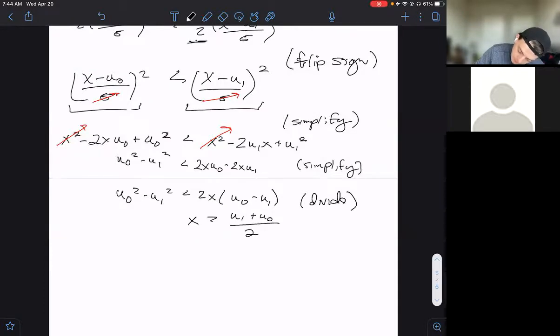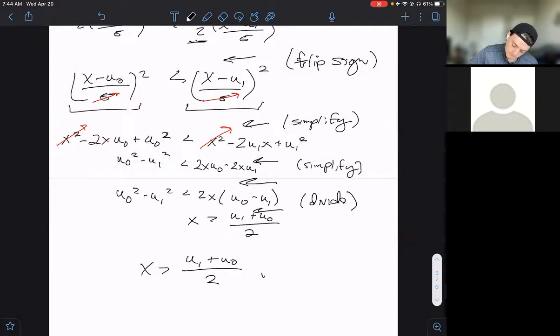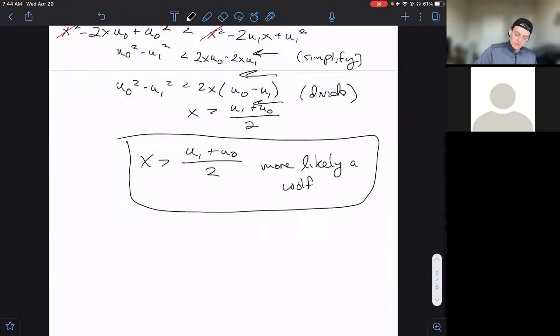So let me just demarcate the steps. This was a step, this was a step, this was a step, and then the final simplification. So x is greater than this value. It's more likely a wolf. So we've actually directly enumerated what that x value is.